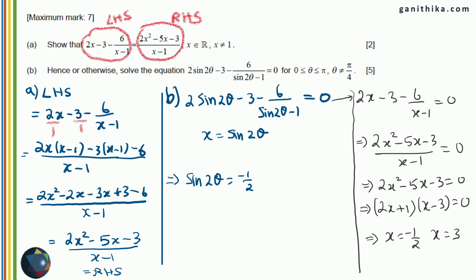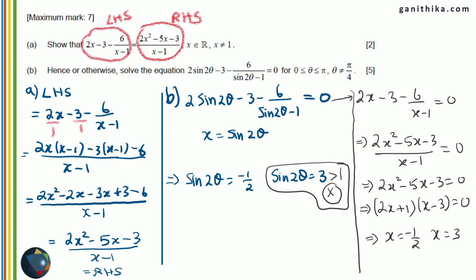Now what we have after changing x to sine 2 theta is sine 2 theta is equal to -½ and sine 2 theta is equal to 3. So these are the two equations we have in terms of sine 2 theta from question A, applying question A into question B. But you can see that the second equation has a value greater than 1, which means there is no solution for sine 2 theta equal to 3.